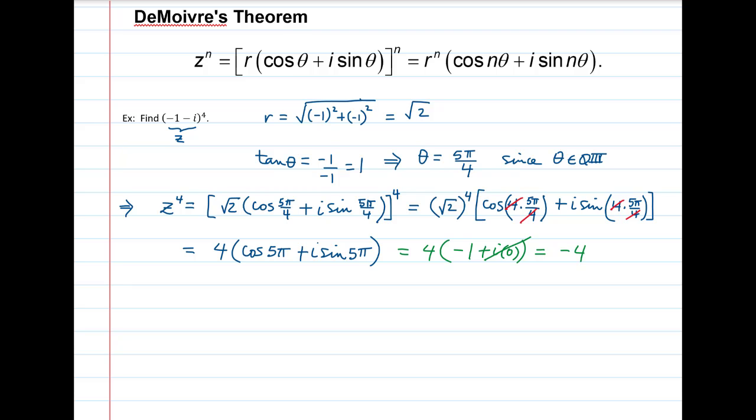Now imagine if you had to do this algebraically. You have to FOIL this number or distribute it, -1 minus i times -1 minus i. Right? It would be very hectic, very time consuming, very inefficient. So this theorem here, De Moivre's theorem, helps us find this power in a more efficient way.